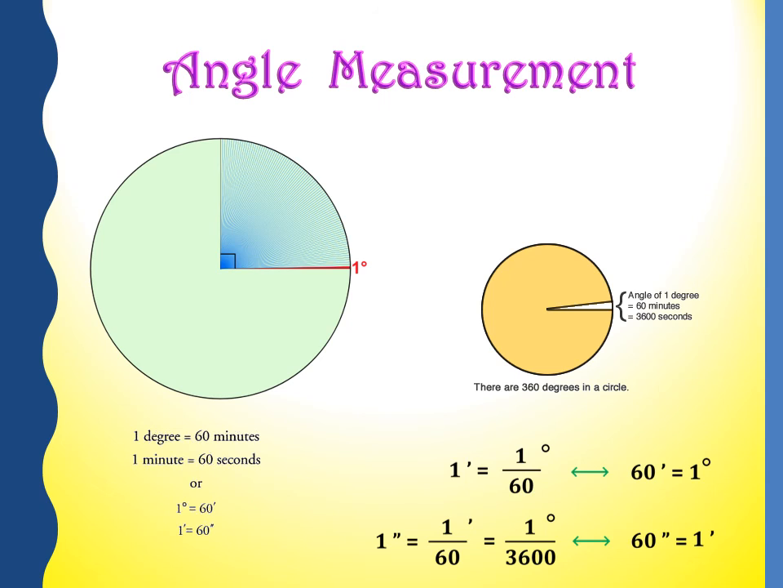1 minute equals 1 degree divided by 60, or 1 over 60 degree, and 60 minutes equals 1 degree. 1 second equals 1 over 60 minute and 1 over 3600 degrees. Each 60 seconds equals 1 minute.